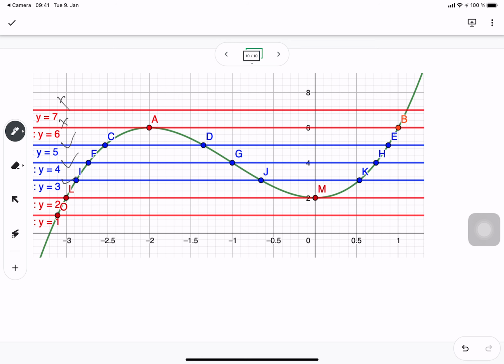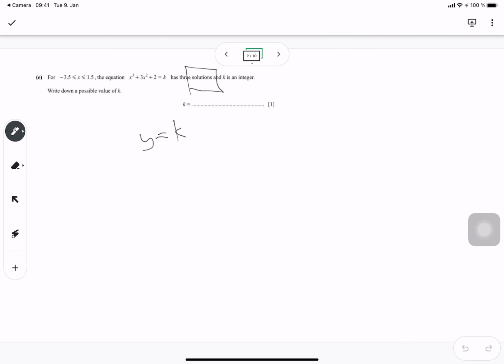Now when it drops down to 2, you can see it only intersects twice, so it can't be 2. And if you keep going down, y equals 1, it only has one solution. If I did y equals 0, we've already done that one, it only has one solution. So you've got a choice of answers here. This is very important that it's an integer, so you could write down 3 or 4 or 5. Don't put multiple answers in case one of them is wrong for whatever reason, you lose all your marks. And that's it.